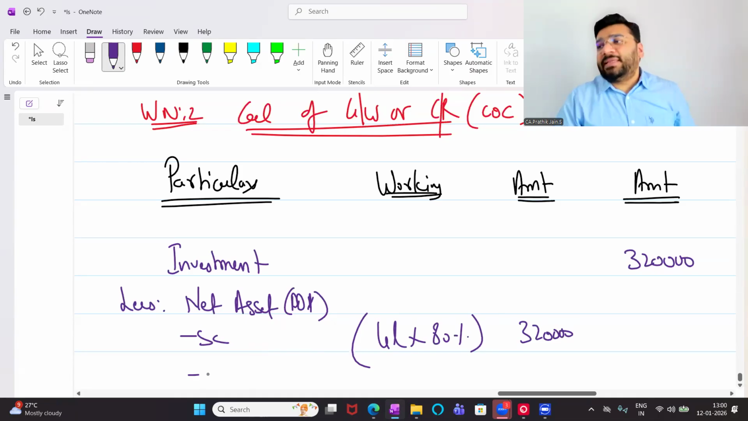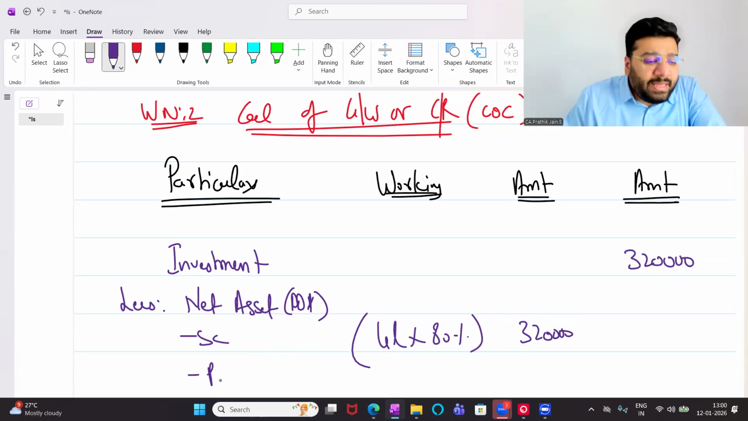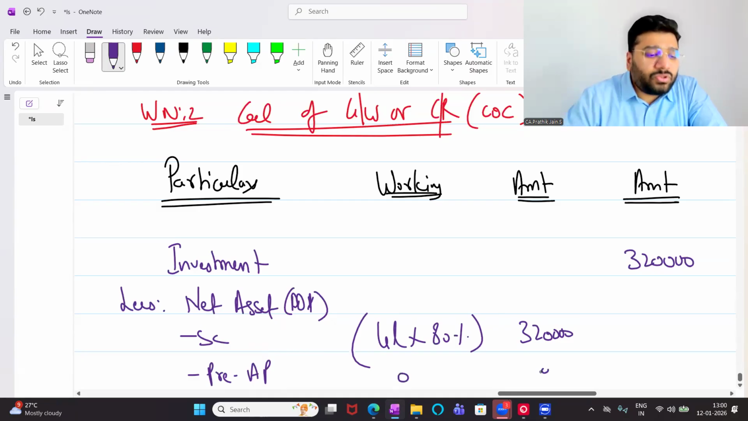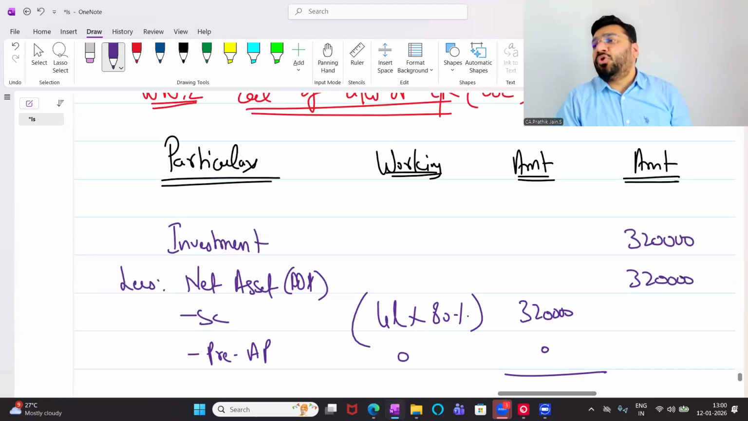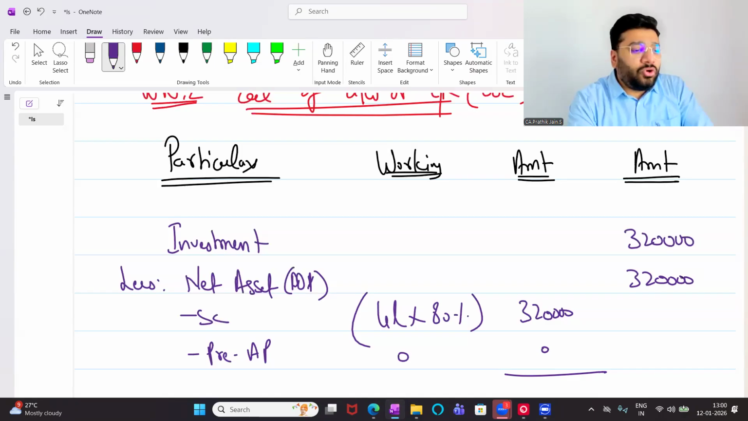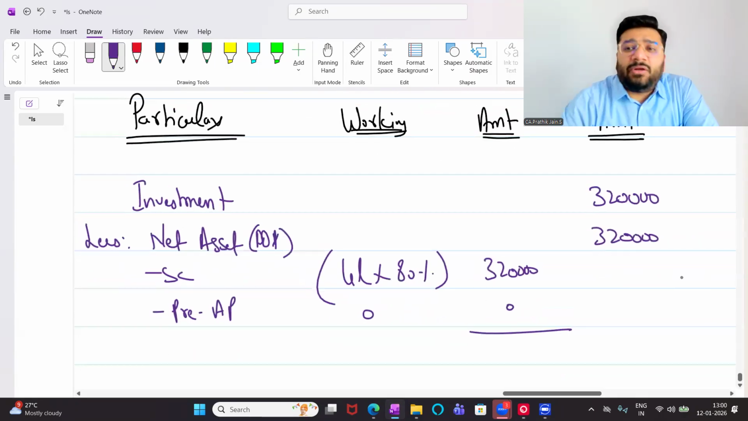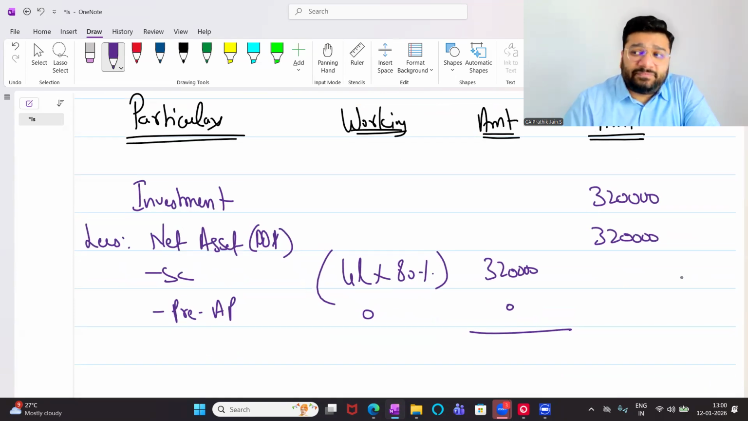Now here pre will come. Is there any pre here? No. So pre-acquisition profit is 0. So what is my total net asset? 3,20,000 is my total net assets. No goodwill, no capital reserve. Can goodwill or capital reserve come here or never ever come? It can come when premium is paid.